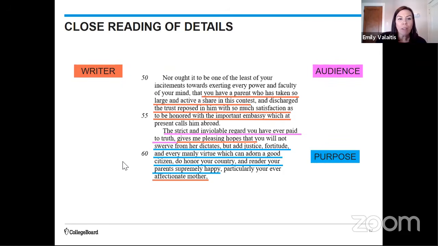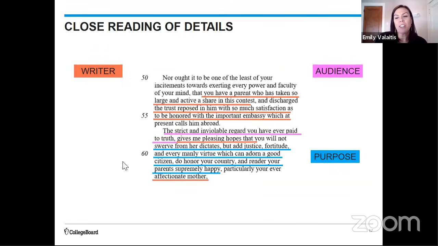She says, "consider the least of your incitements that you have a parent who has taken so large and active a share in this contest." So like, be thankful that I'm here and that I care about you and that I'm invested in what happens to you. "And discharge the trust reposed in him with so much satisfaction as to be honored with the important embassy, which at present calls him abroad." So she's putting trust in him. She knows that he will be okay. And she also recognizes, which I think is pretty strategic of her, the honor that he has been asked to accompany the embassy. So she kind of flatters his ego a little bit.